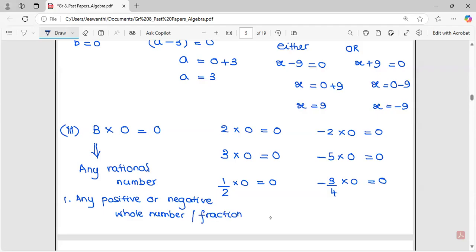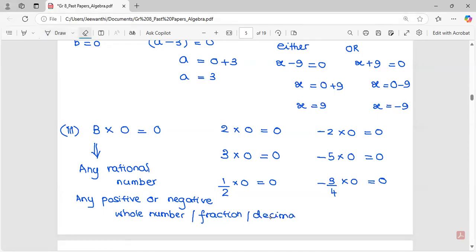It can be any positive or negative decimal, right? So then you can write. So then the definition, any rational number is like this. Whatever the number, you multiply it by 0, it gives you the answer 0, right? B times 0, the answer is 0. So B can be anything.